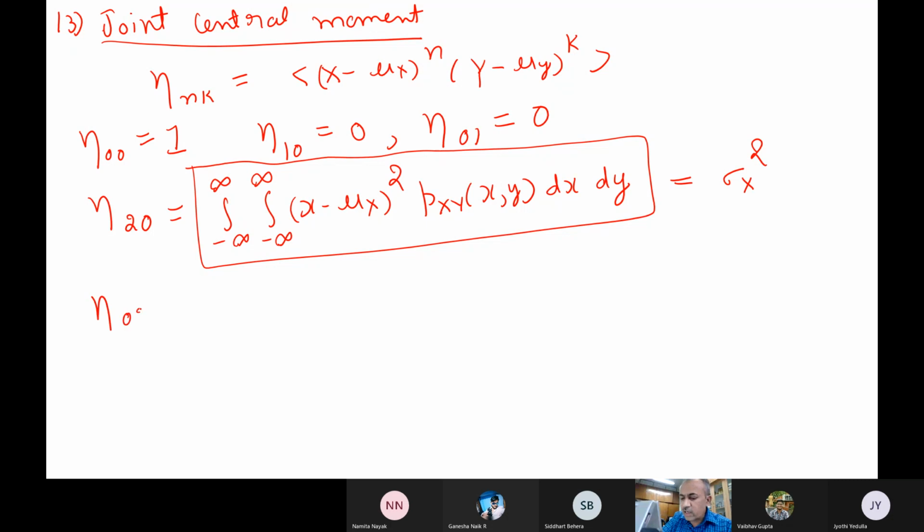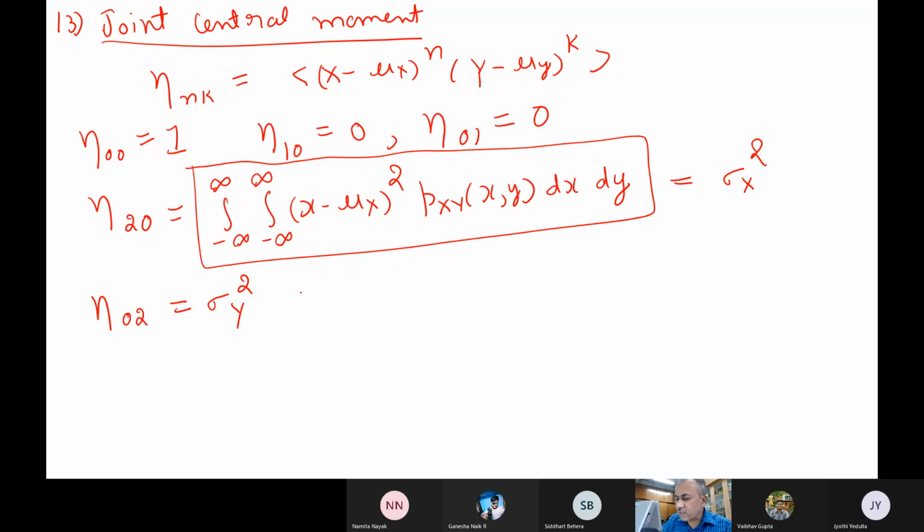Now similarly, what will be eta 0 2? That means y minus mu y whole square. It will be simply sigma y square. So these are the one-dimensional things you can derive.